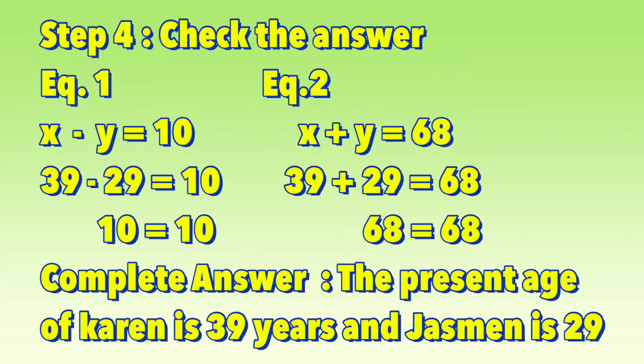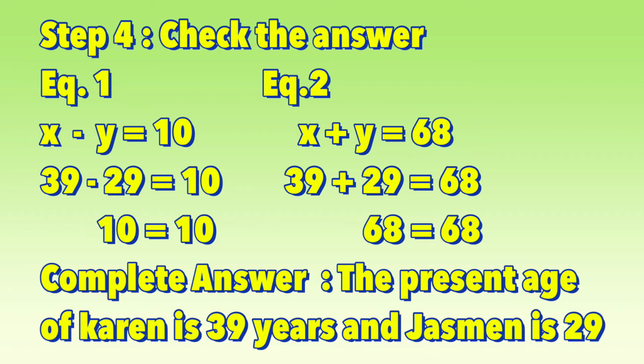Step 4, we have to check our answer. From equation 1, x minus y equals 10. The value of x based on our computation is 39, and the value of y is 29. Then 39 minus 29 equals 10. So both sides are equal, therefore equation 1 is correct. Our answer is correct also.